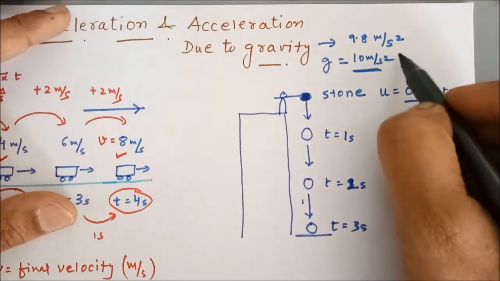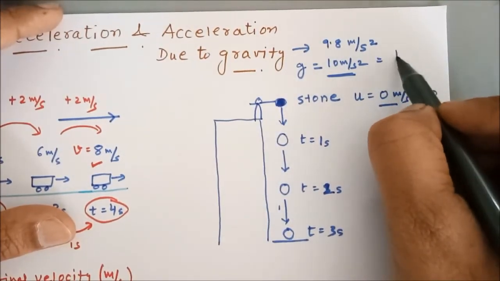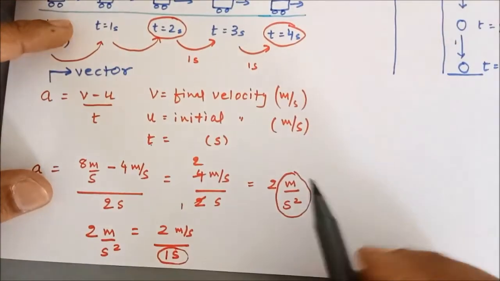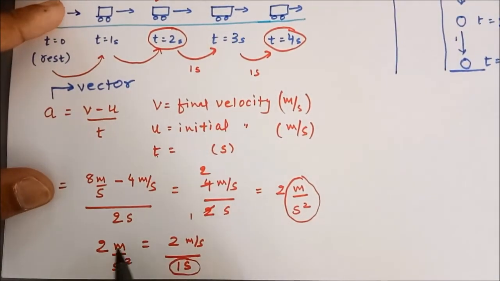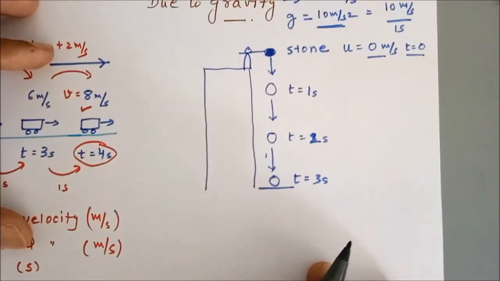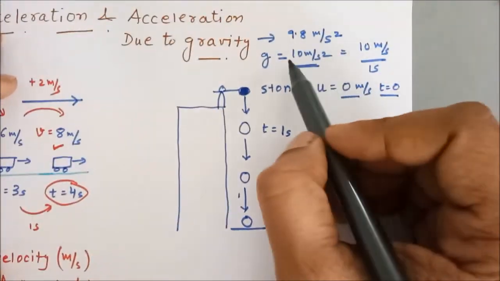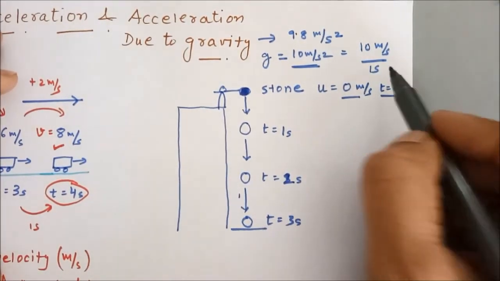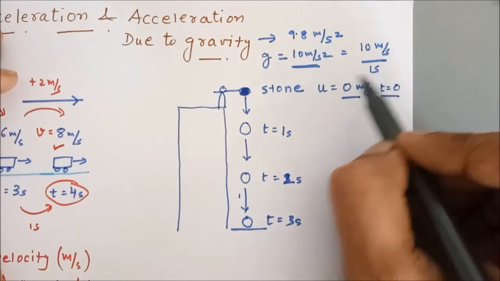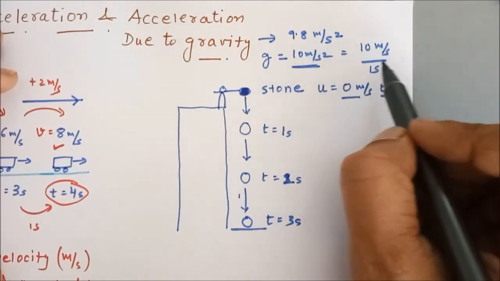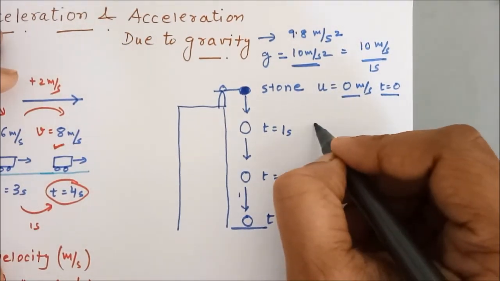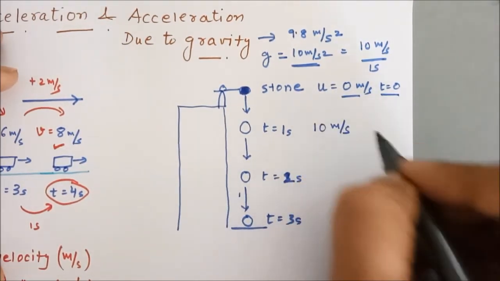Now, as we have discussed the concept of acceleration, you can write 2 meter per second square as 2 meter per second upon 1 second. In the same way, you can also write 10 meter per second square as 10 meter per second upon 1 second. That means after every 1 second, the stone gains speed by 10 meter per second. So it was 0, there will be an addition of 10 meter per second. So here the stone speed will be 10 meter per second.